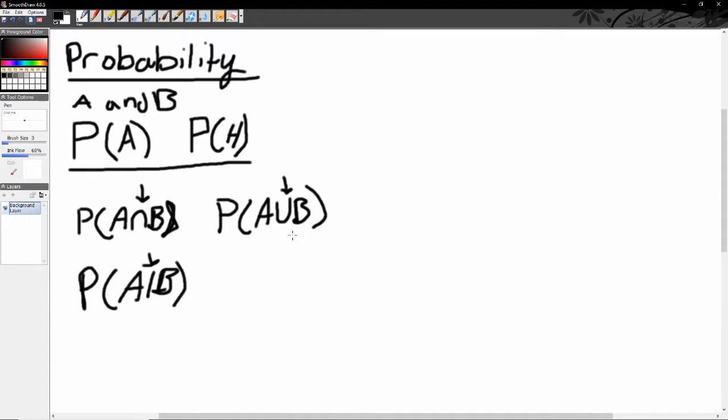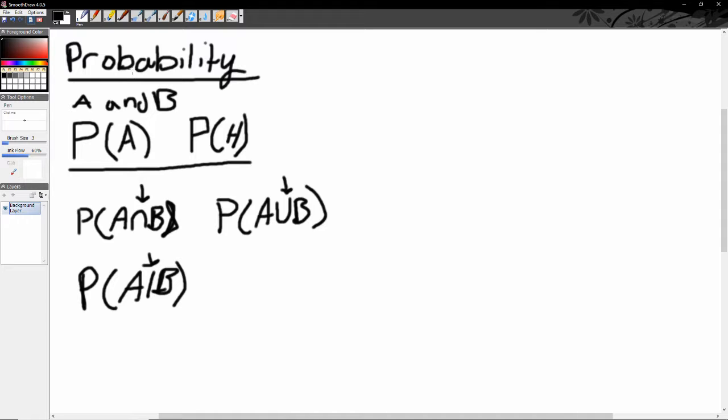So these are the three different ways you can write down sets of two different events. And knowing this notation will really help you out understanding everything that you need to know. Just remember, this is the probability of A and B, this is probability of A or B, and this is probability of A given B. We'll go into that in a little more detail coming up.